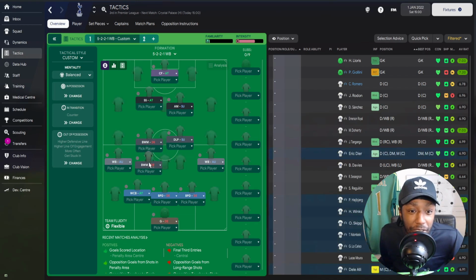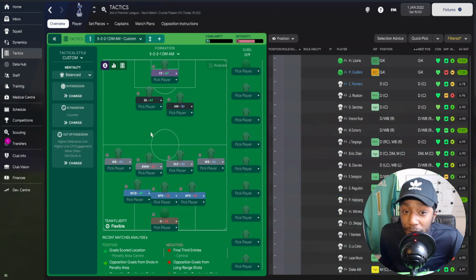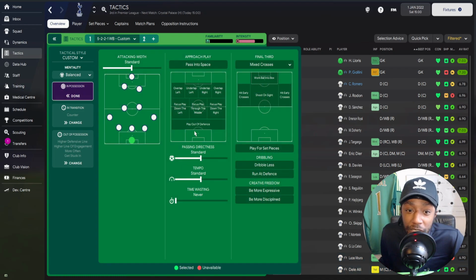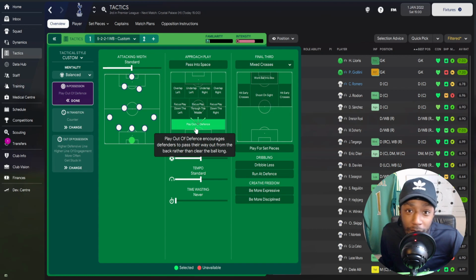So, as you can imagine, if these two drop deep, this will force the opposition's midfielders to, of course, follow them as well if they are trying to stop us from playing out the back. This creates a big space in the midfield, and this is where the attacking midfielder can drop deep. This is where also the shadow striker can drop deep, and occasionally the central forward can drop deep, all to receive the ball. Which also tells me, in possession, we do need to play out from the defense.